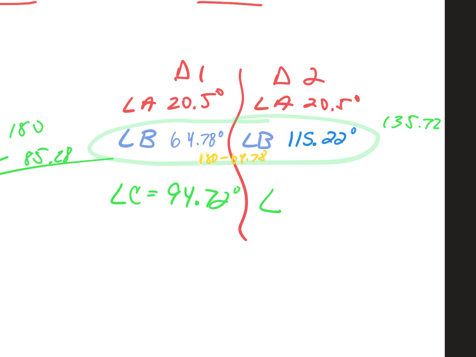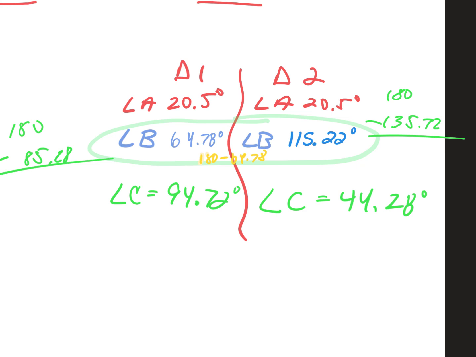135.72. Can I do 180 minus here? Yeah. What's 180 minus 135.72? And I get what? 44.28. So how many triangles are here, guys? Do you see how you find that little missing, the hidden? We'll not call it missing, we'll call it hidden.